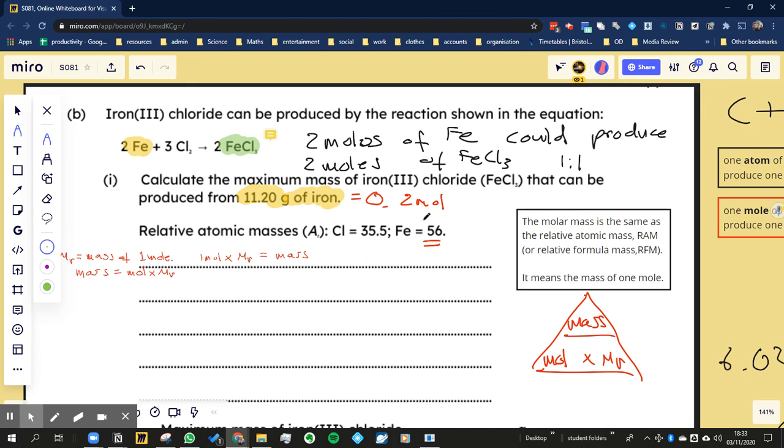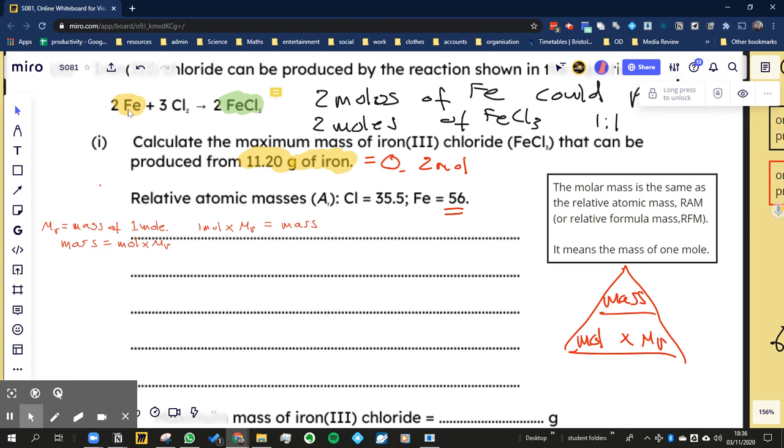Not so long ago, we said that if we had 2 moles of iron, we could produce 2 moles of iron chloride, which meant if we had 1 mole of iron, we could produce 1 mole of iron chloride. The point is we have 1 to 1. So whatever amount of moles of iron we've got, we're going to produce that many moles of iron chloride. So how many moles of iron chloride are we going to produce if we had that many grams of iron? In terms of the moles, the ratio is 1 to 1. So we've got 0.2 moles of iron.